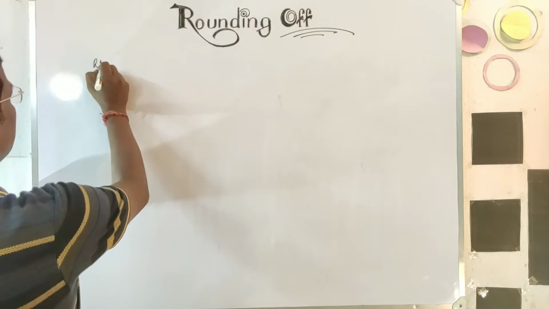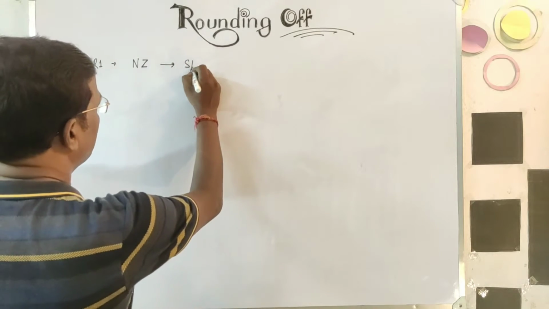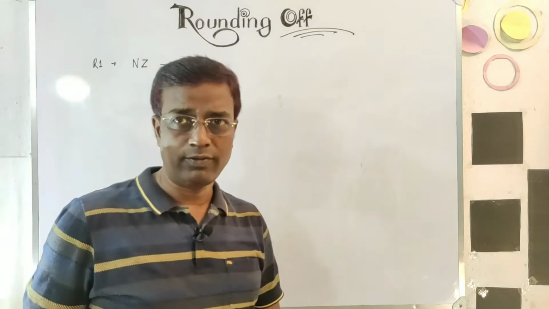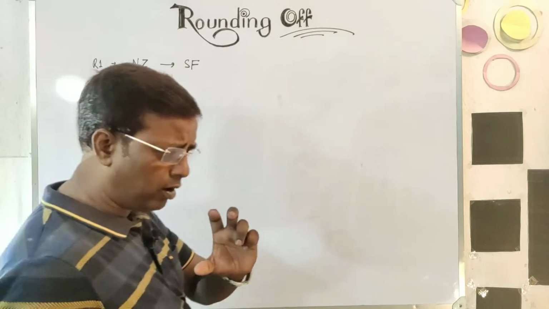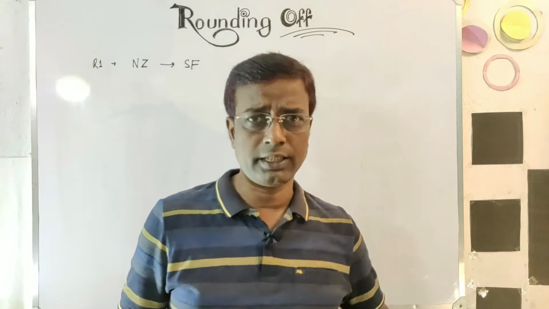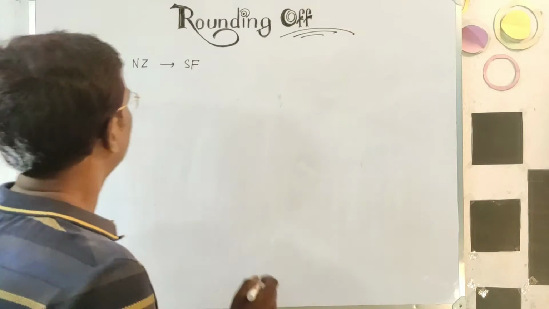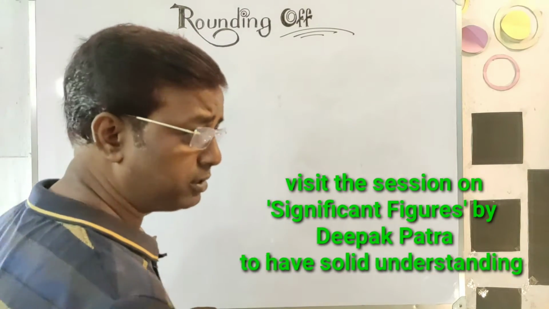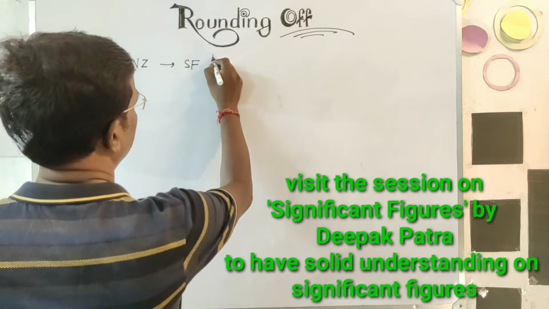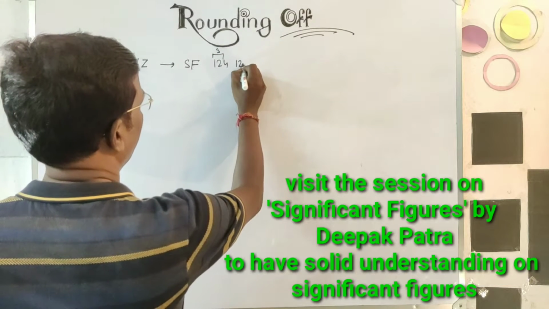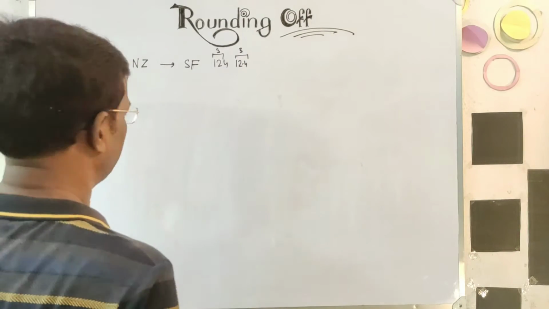Now, first rule: all non-zero numbers are considered significant figures, decimal or without decimal, whatever. One example I will be giving, because you can always go back to the video of the last session where significant figures have been dealt with in depth, with several examples and numericals. Now 124 has 3 significant figures. Now 12.4 also has 3 significant figures. Decimal doesn't matter in this case.